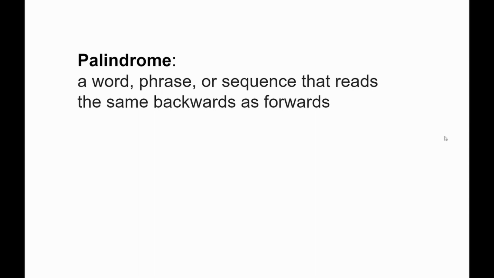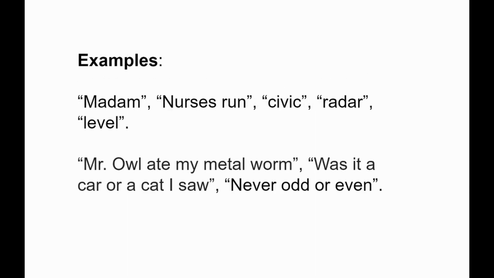A palindrome is a word, phrase, or sequence that reads the same backwards as forwards. Palindromes might be short or long, consisting of a single or multiple words. Short palindromes such as Madam, Nurses Run, Civic, Radar, Level, or longer palindromes: Mr. Owl ate my metal worm, was it a car or a cat I saw, and never odd or even.